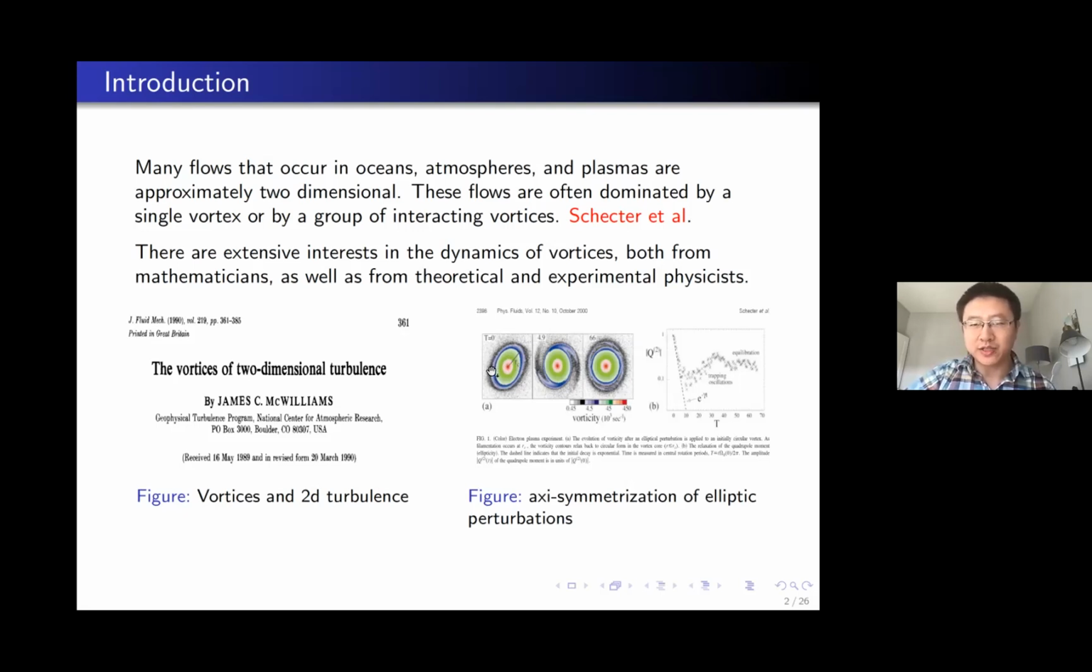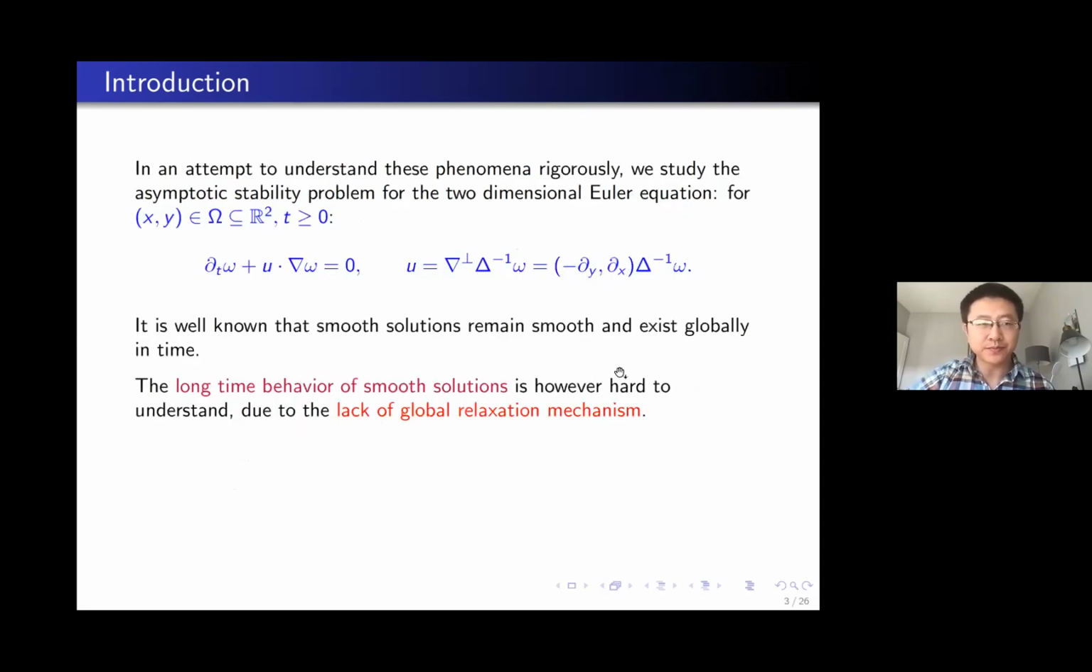Here you have this elliptic vortex, but then you run the flow, and what you observe is that it gets symmetrized. This axisymmetrization in 2D flows is the main goal that we want to prove rigorously. In an attempt to understand this phenomenon rigorously, we study the asymptotic stability problem for the two-dimensional Euler equation.